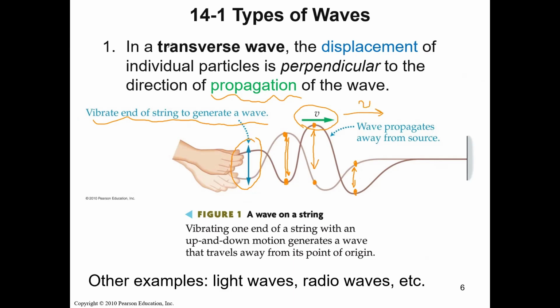So this is called the transverse wave. Okay, so the displacement is perpendicular to the direction of propagation. Okay, so in this case of a wave on the string, the propagation direction is towards right, and the displacement direction is up and down, right? So they are perpendicular.